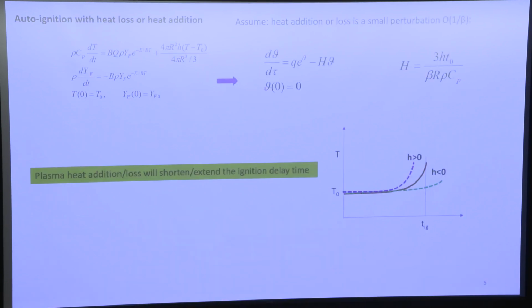What if, with plasma, you have heat losses? Well, if you have heat losses, the ignition time will increase. But with the plasma, you have heat gain. So this process becomes a heat gain. Therefore, your ignition time will decrease due to the exothermicity of plasma. So you can simply derive an equation about how the heat generation by plasma can affect this.